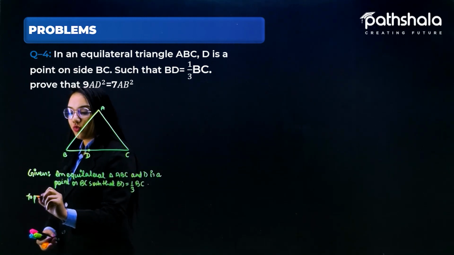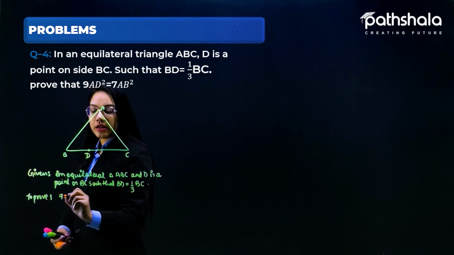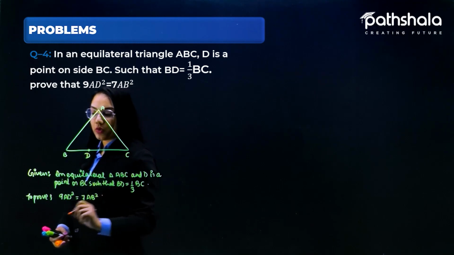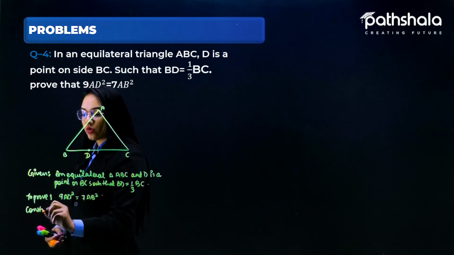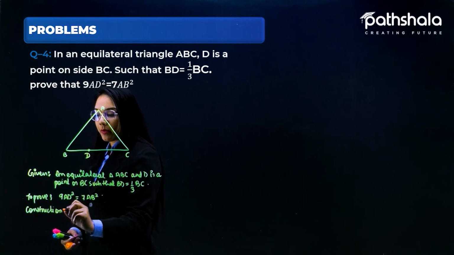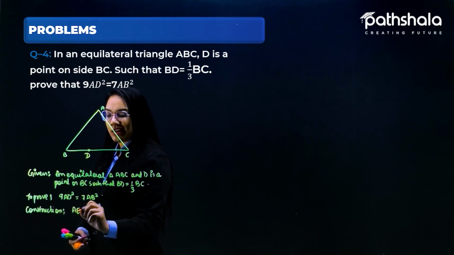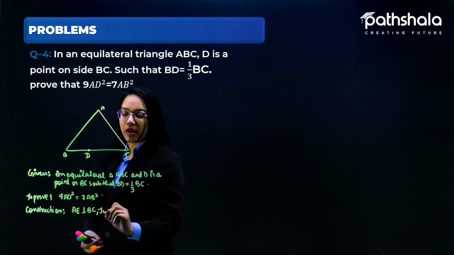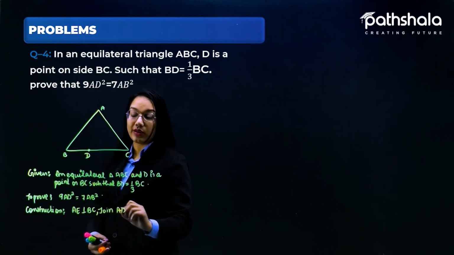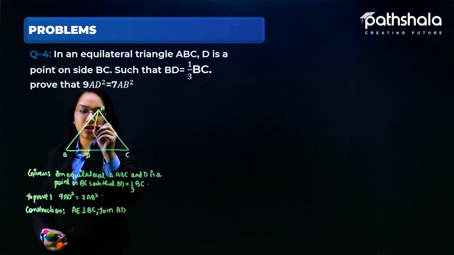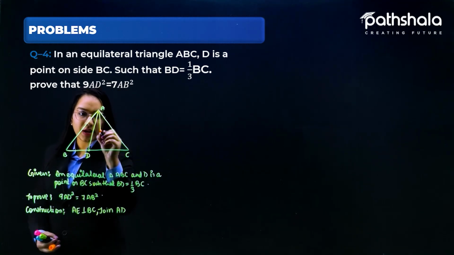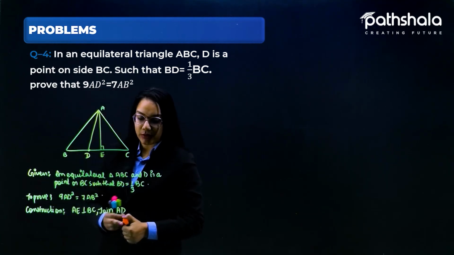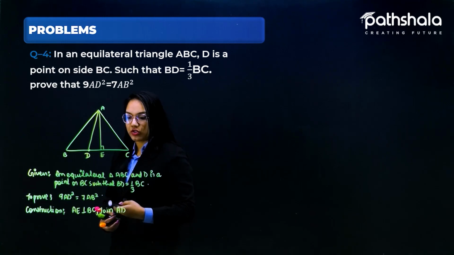So what we have to prove? We have to prove over here that 9AD square is equal to 7 of AB square. So let us suppose I'm doing a construction here: I'm drawing a perpendicular AE on BC, and further I am joining AD as well. So I'm joining AD and drawing a perpendicular, and I'm calling it AE. Now let's start the proof of this theorem.